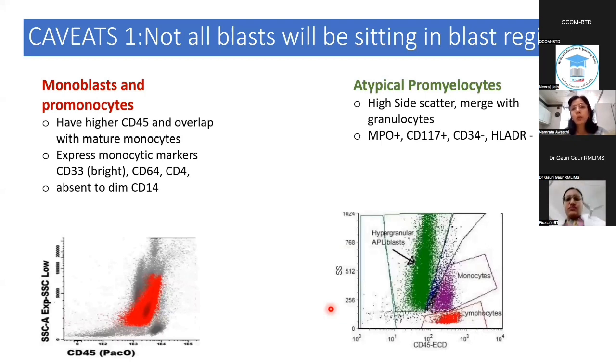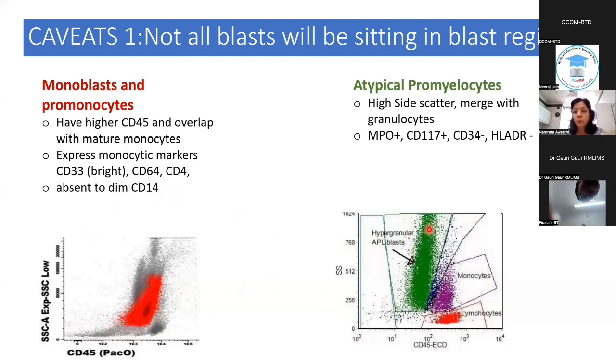Not all blasts will be sitting in the blast region. Here you can see that the monoblasts and promonocytes have a higher CD45 as compared to the other blasts, and they seem to be merging with the monocytes. How do we confirm whether they are monocytic blasts? They will be expressing bright CD33, CD64, and CD4, which are monocytic markers, and absent to dim CD14, which turns positive only when the monocytes mature. So this suggests indirectly that these are monoblasts and promonocytes and not mature cells.